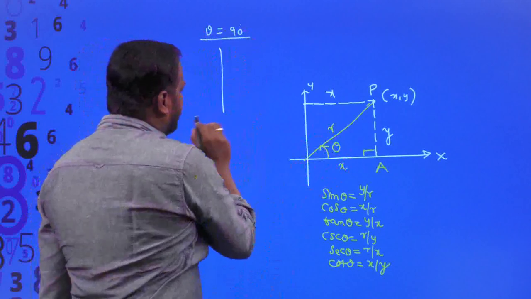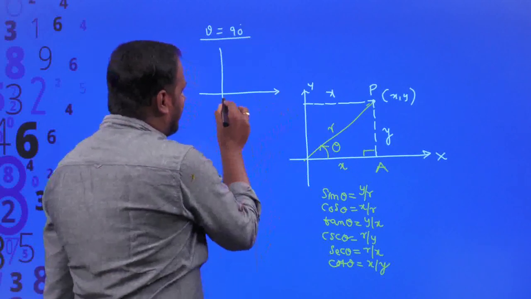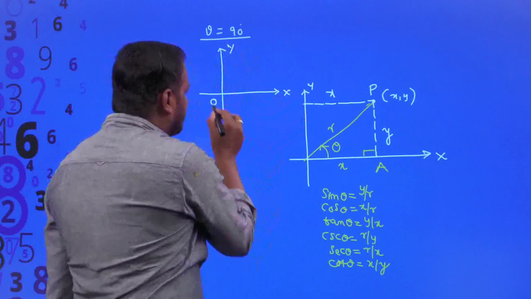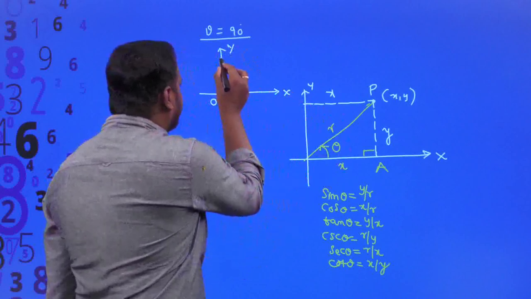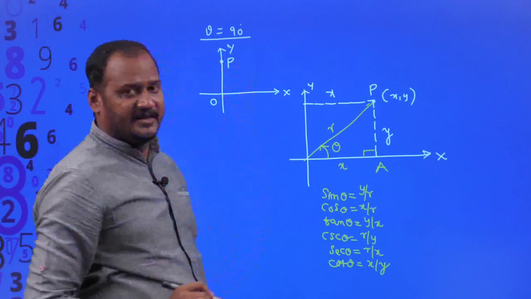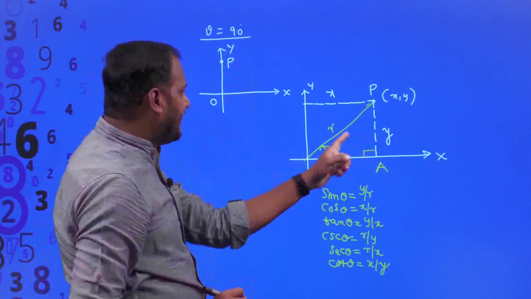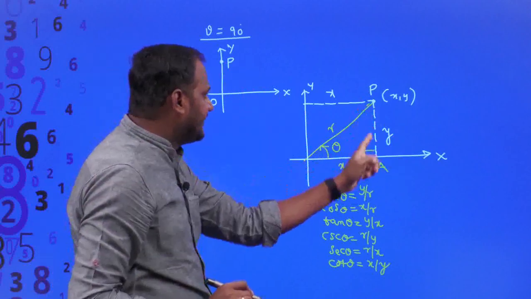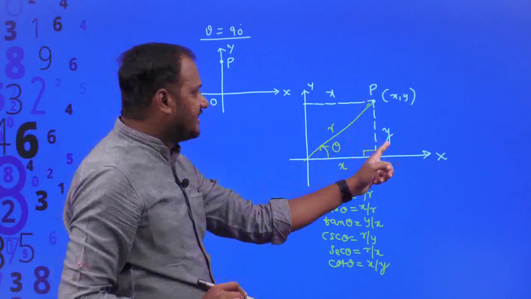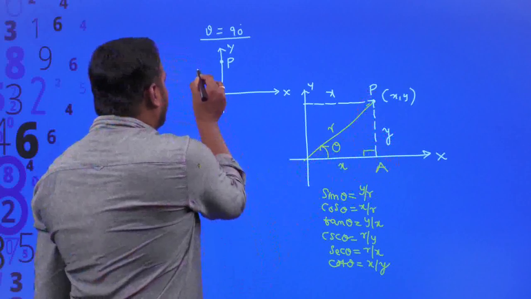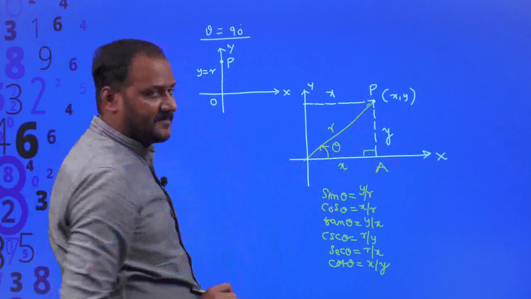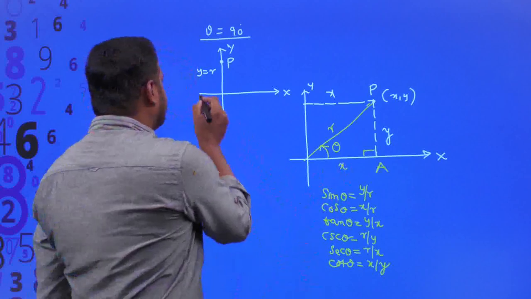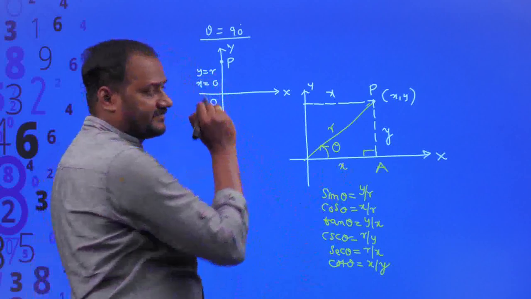So for theta is equal to 90 degrees, this is the vertical axis and this is the horizontal axis. And now this is y and this is x, this is O, and your P is lying over here on the y axis. If P is lying on the y axis, then this R value will be on OP. But basically, what is this vertical length? It is y, right? So since the vertical length is equal to y, the y value and R value both are the same. And now, what about the value of x? There is no horizontal distance. Since there is no horizontal distance, the x value is going to be 0.